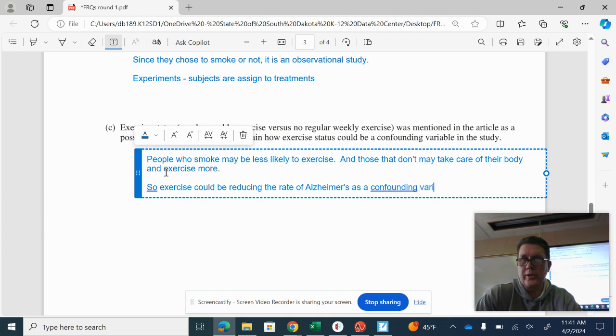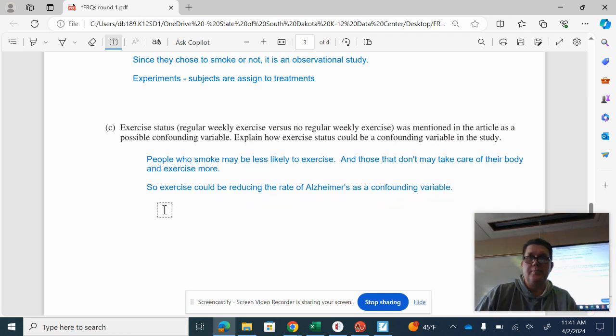Sometimes we call it a lurking variable. Confounding, it means confusing. So the results are confused because it might be the smoking that's causing the Alzheimer's, but it might be the lack of exercise that's causing it, or rather the exercise that's preventing it. And that needs to be explained.